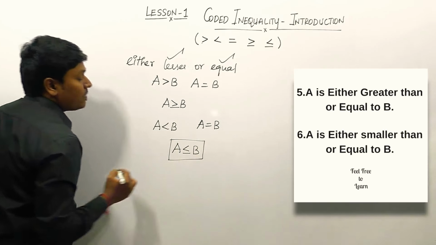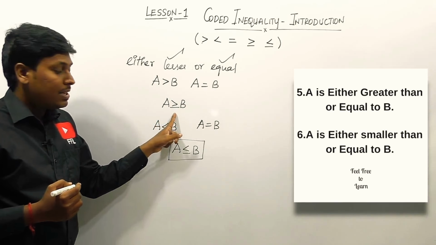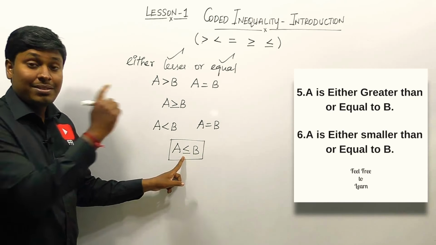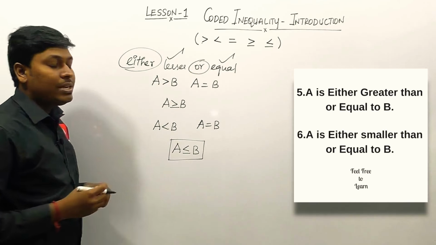So friends, if it is either greater or equal, this can be written as greater than or equal to. If it is lesser or equal, then we need to write this as less than or equal to. But this is applicable only for either or case, right? So either or you need to write like this.